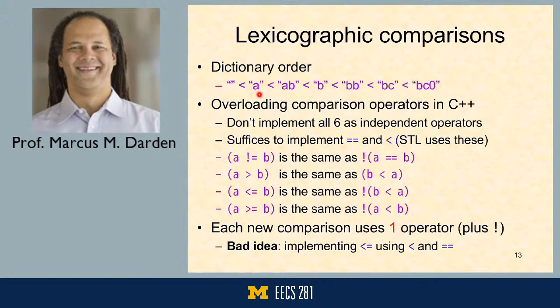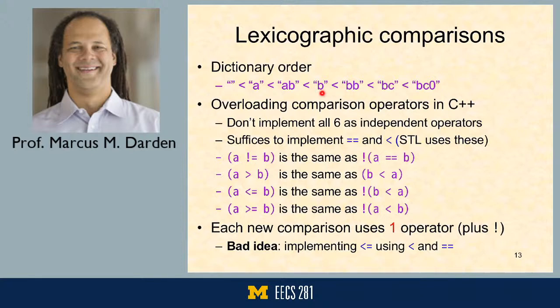Then if I look at A versus AB, I see that a prefix string always shows up before its full string. So here the prefix is A and the full string is AB. So A shows up in lexicographic order or dictionary order before AB. And this is the same way that a Webster's dictionary is organized. And then here I've gone from AB to B. They don't have a common prefix, but the earlier character in AB is less than the earlier character in B, so AB comes before B.